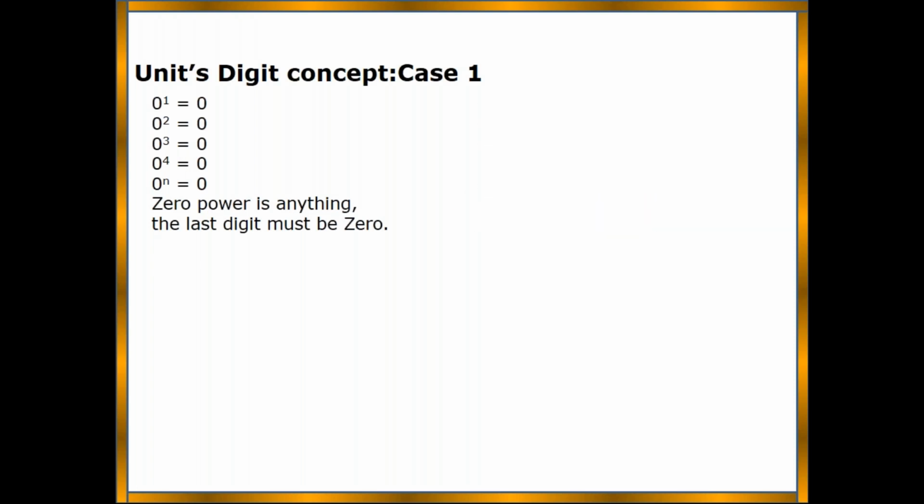Clear? Now, if you take 1 power 1 is 1, 1 power 2 is 1, 1 power 3 is 1. The power of 1 is anything, the last digit should be 1. Next one.